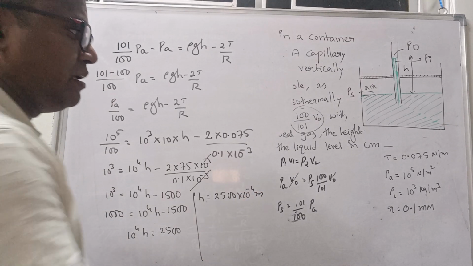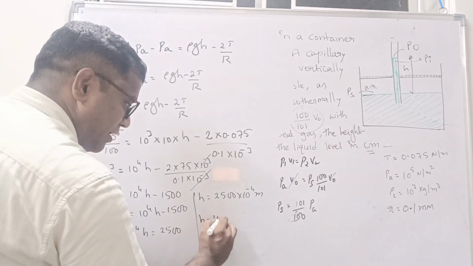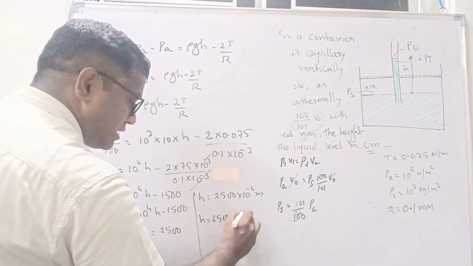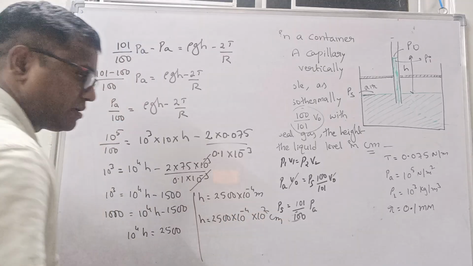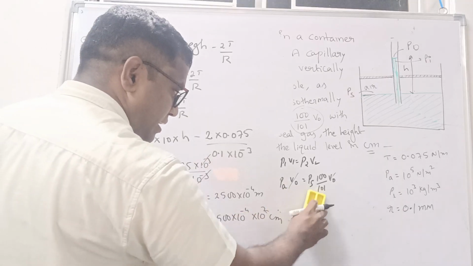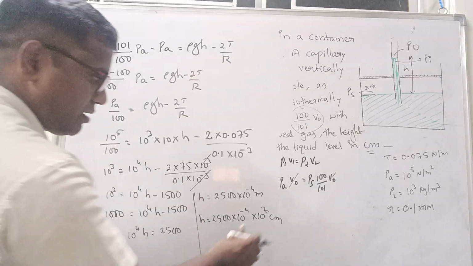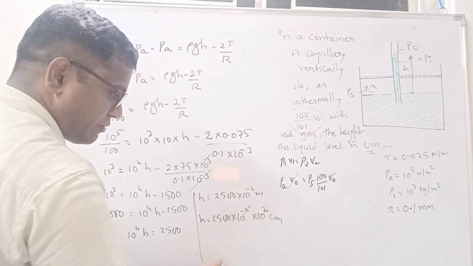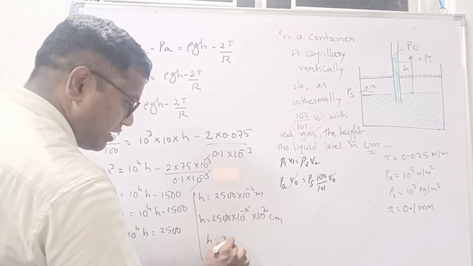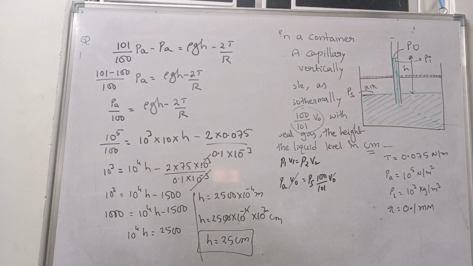But he is asking in terms of centimeters. So here h is equal to 2500 into 10 power minus 4 into 10 power 2 centimeters. 10 power 2 centimeters, right? Clear? Then what will we get here? So these two and this one will be cancelled. So h is equal to 25 centimeters. So this will be the answer.